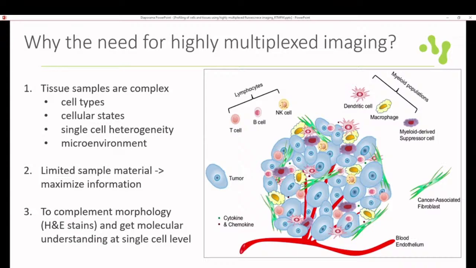And today, for example, in the clinic, in most cases, one looks at the morphology just from the regular H&E stain or one protein at a time. But these novel kinds of methods could complement this information and give a better, molecular understanding of what is going on at the single cell level.